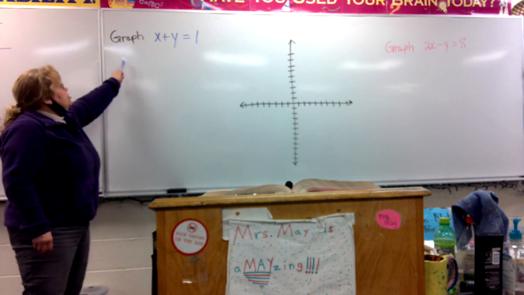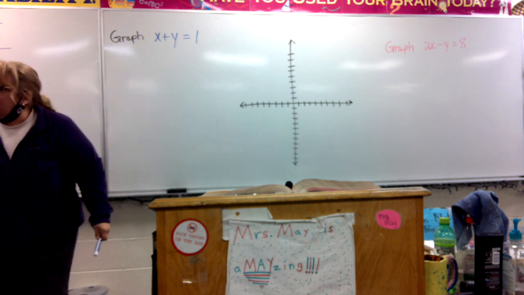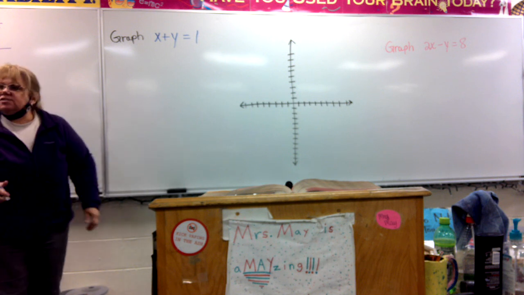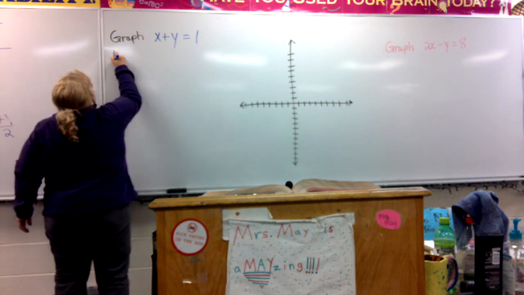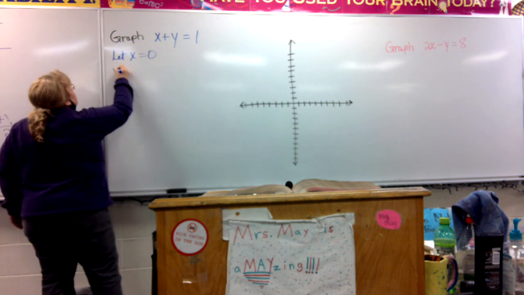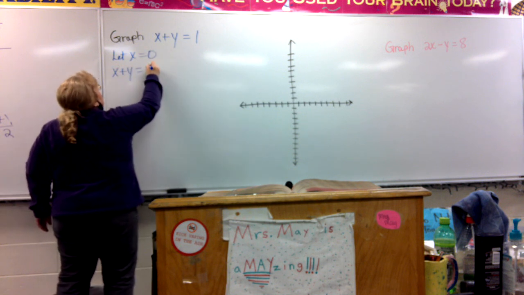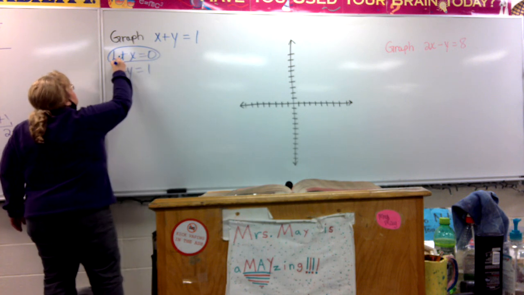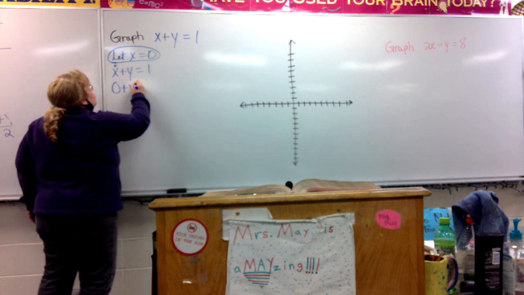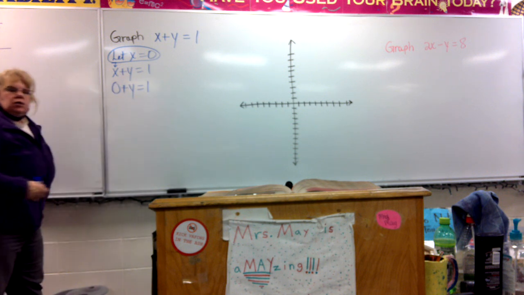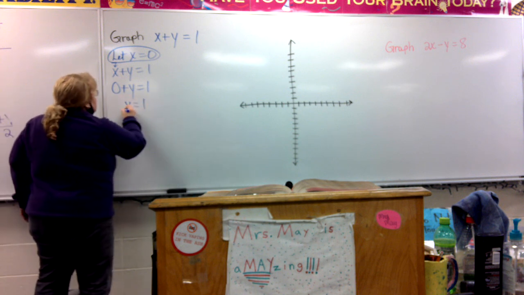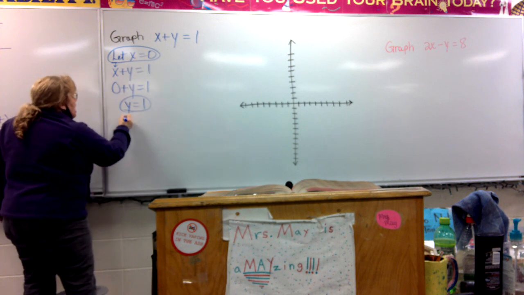So if I asked you to, you all should be able to graph that, right? Remember? Well, watch now if you can't graph it. The way we did it, we let x equals 0, and we took the equation and we plugged in x equals 0 right there. So 0 plus y equals 1. What's y? 1. Y equals 1. So when x is 0, y is 1.